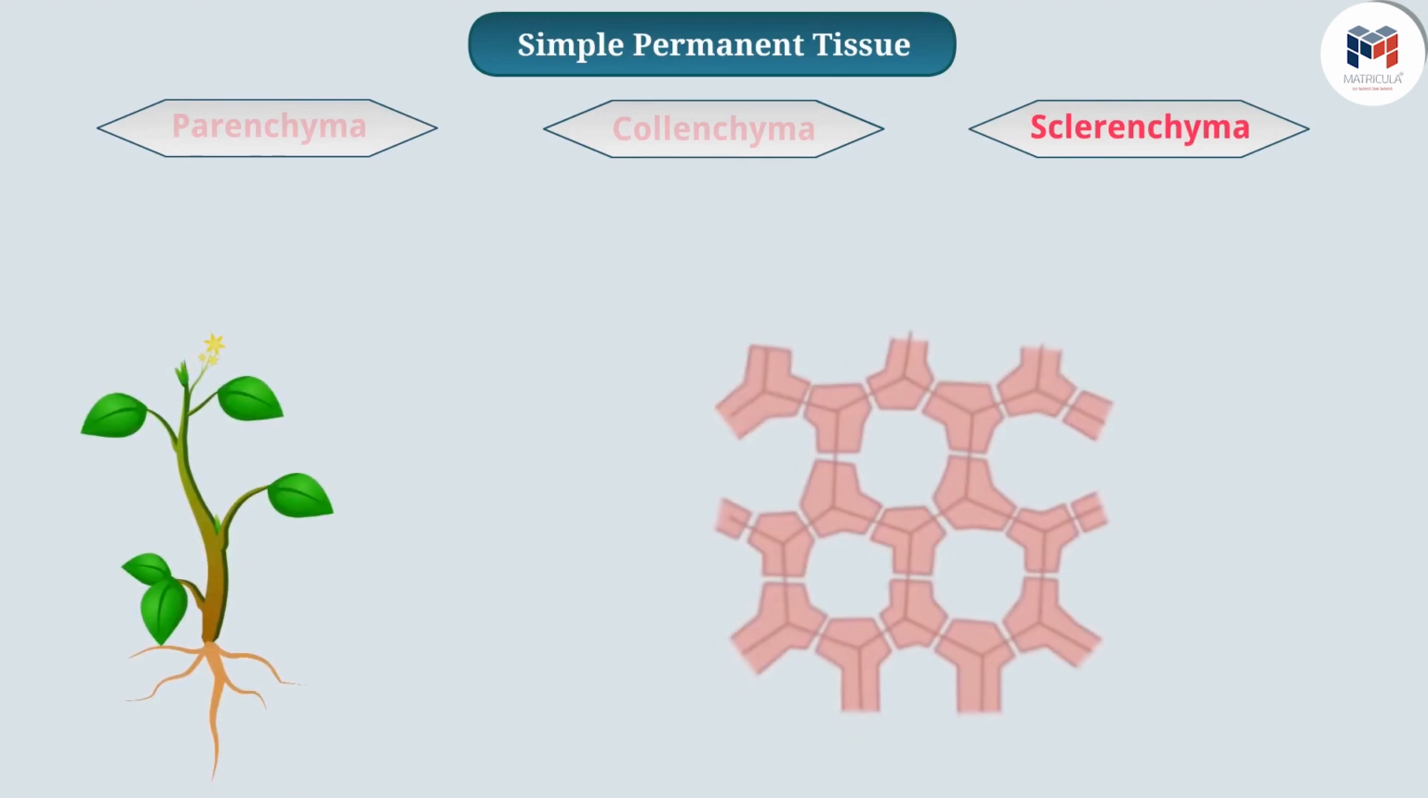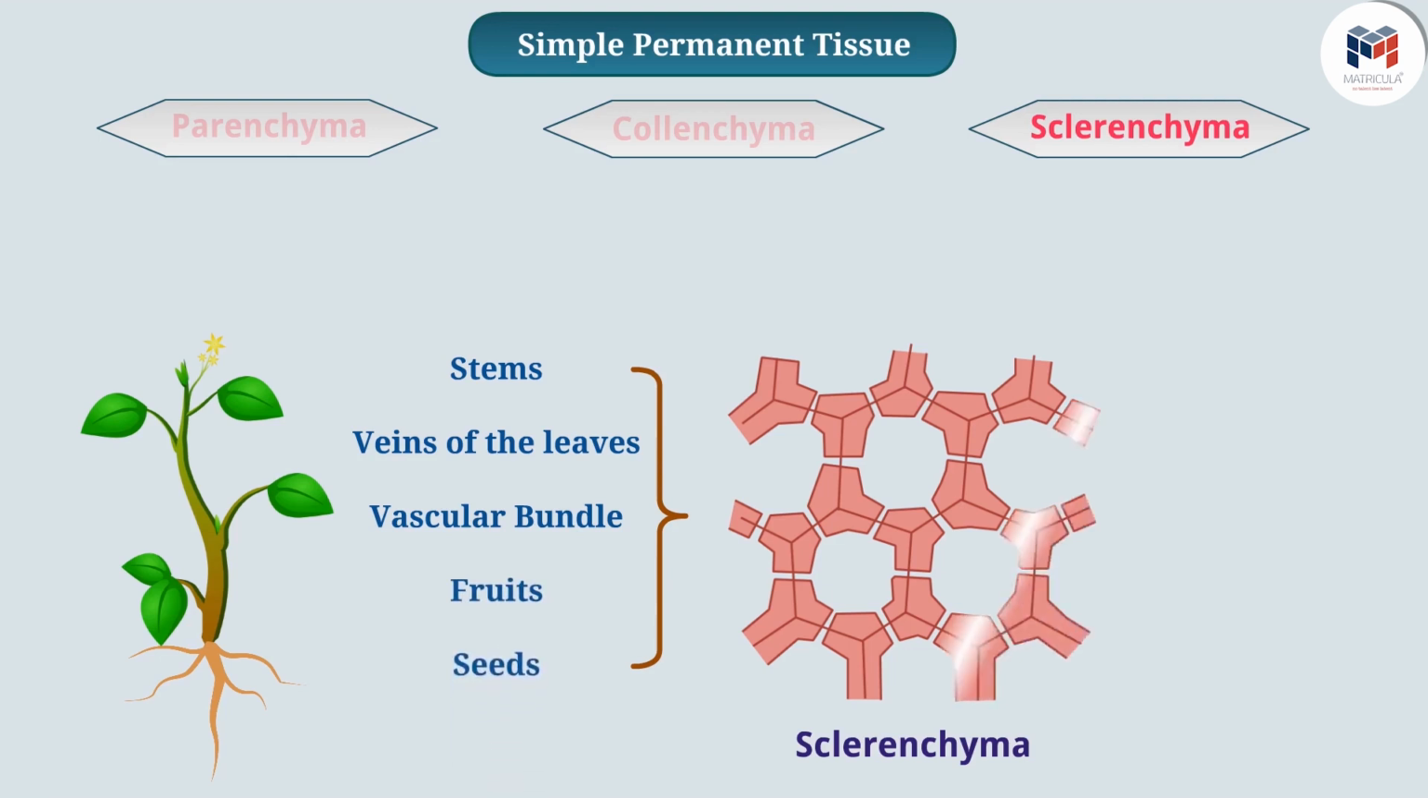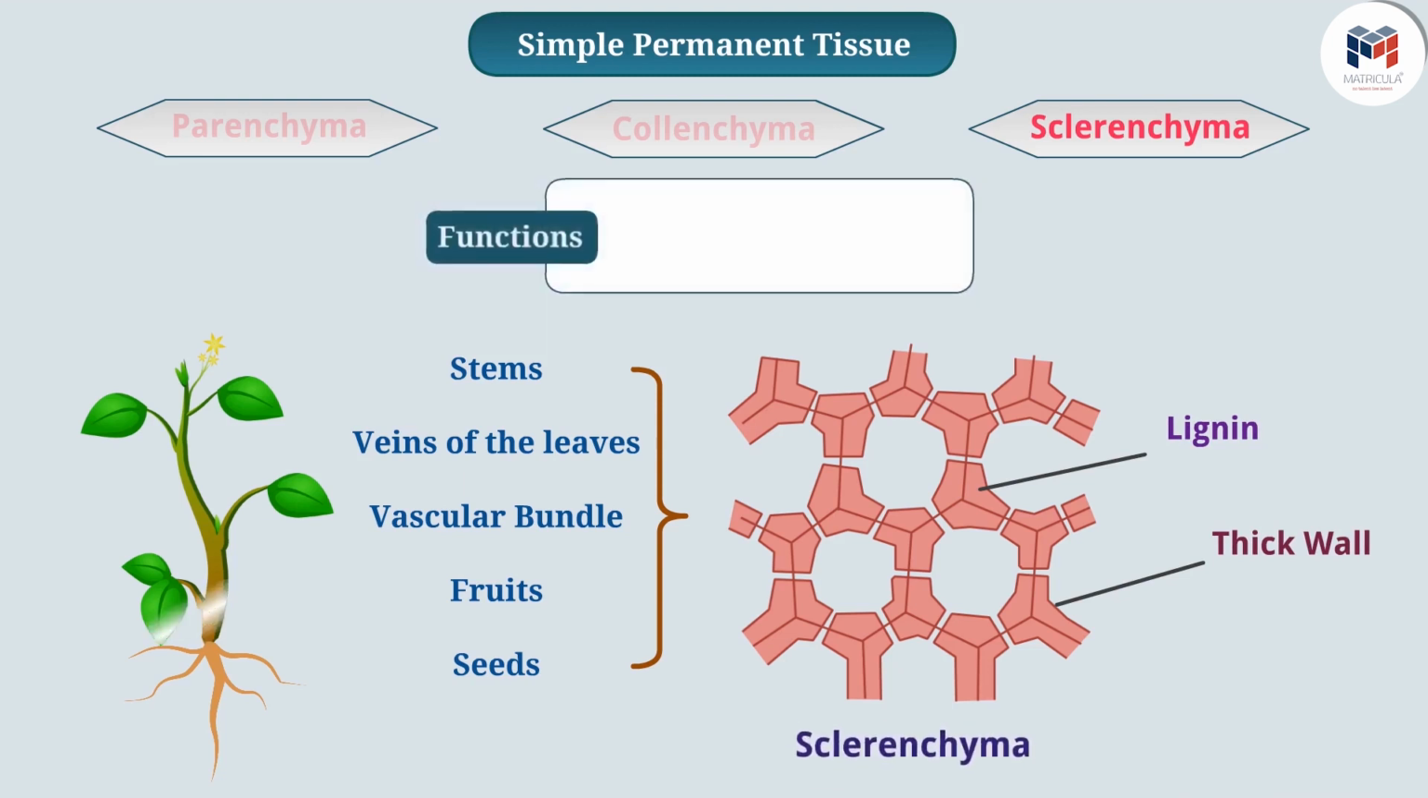Sclerenchyma. In plants, sclerenchyma tissue is present in the stem, veins of the leaves, near the vascular bundle, in hard covering of fruits and seeds. Its cells are dead, long, and thin, and in their walls, lignin is present. Lignin is a chemical compound that attaches cells to each other. Due to lignin, the walls of cells are very thick and there is no internal space between the cells. Therefore, sclerenchyma makes the plant hard and strong, and sclerenchyma protects the plant.